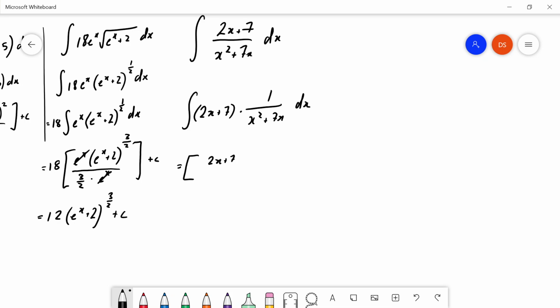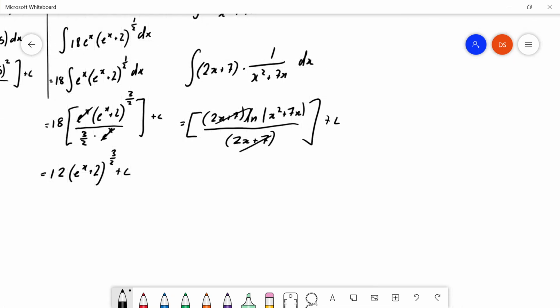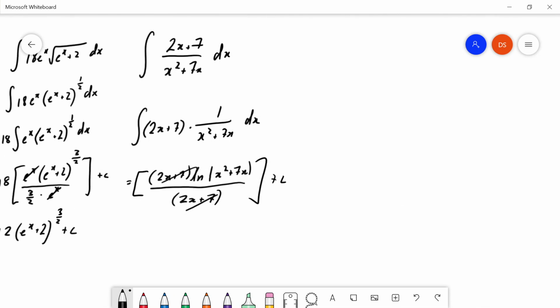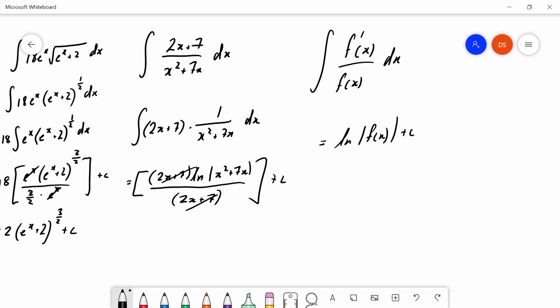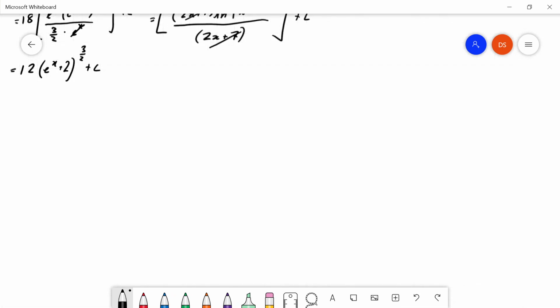And so I could integrate this to (2x plus 7) ln (x squared plus 7x), and then I divide by the derivative of the inside. These cancel, plus c. And so another way of looking at this is if the derivative of the bottom is on the top, then the integral is ln the bottom. Okay, and this is also on your formula sheet, plus c. So let's try another one of these.